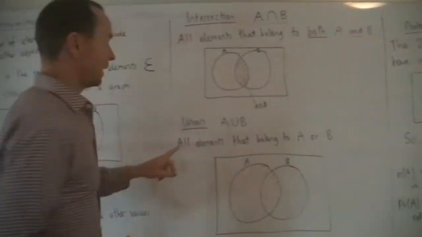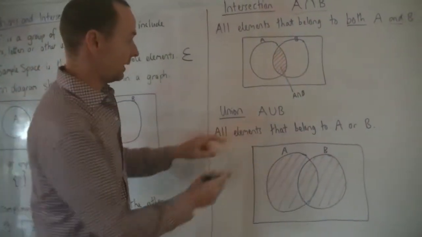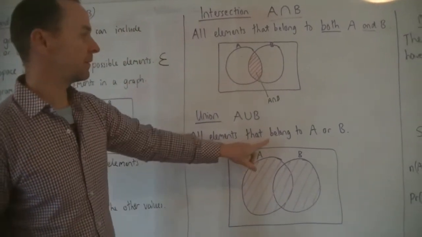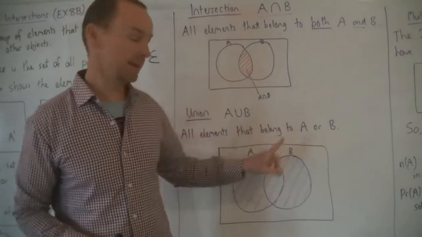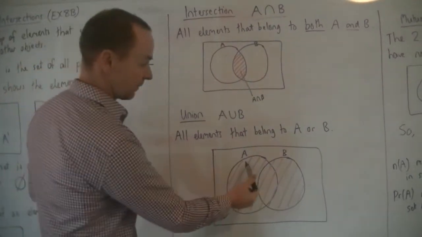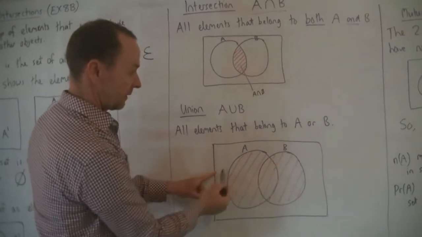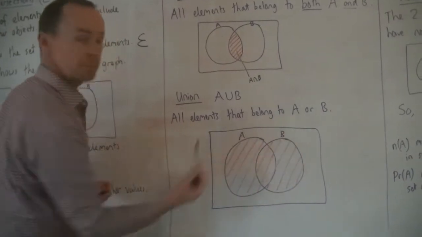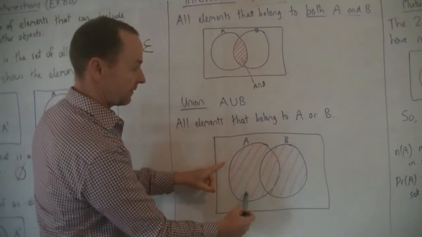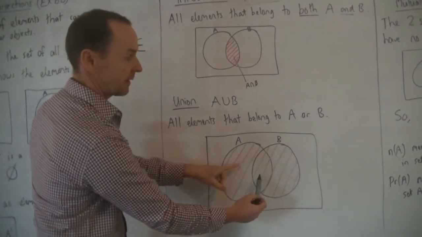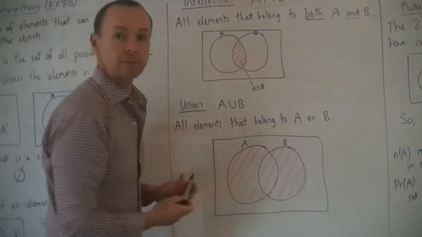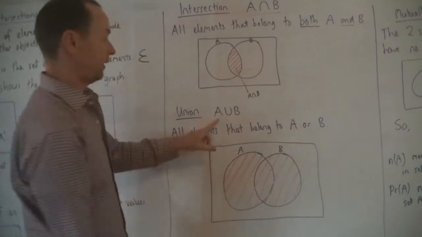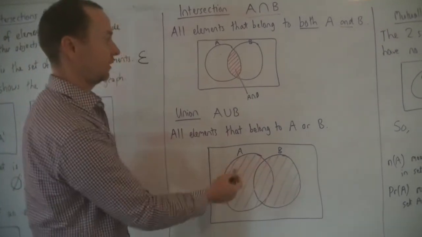Alright, the next one, the union. The symbol is A, and then a U shape, union B. And that means all elements that belong to either A or B, and that includes the middle bit as well. So here's our Venn diagram, there's set A and there's set B. If that was tennis and basketball again, this section here is anyone who plays tennis. In the middle, that's people who play tennis and basketball. And this section here is people who play basketball. So pretty much anyone who plays tennis or basketball or both, they're included in the union. So that's a much bigger section, isn't it, than the intersection.